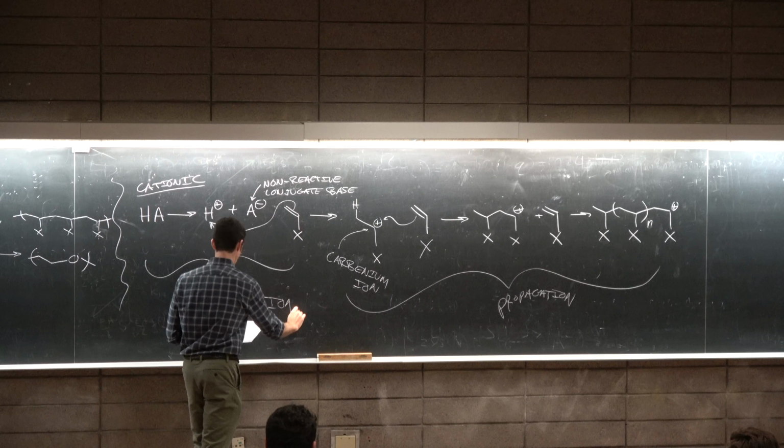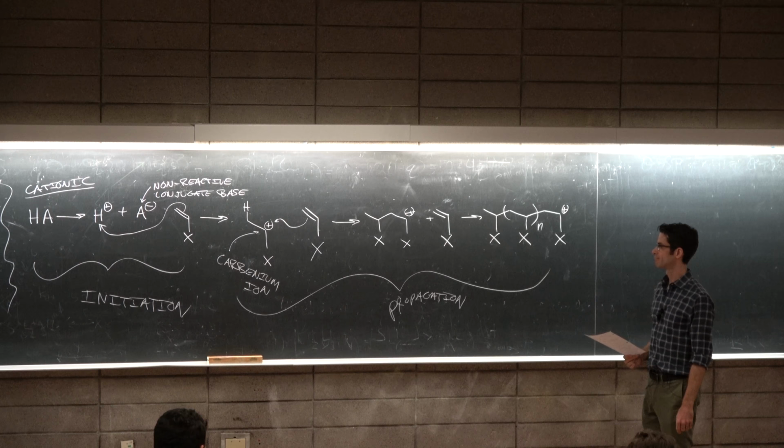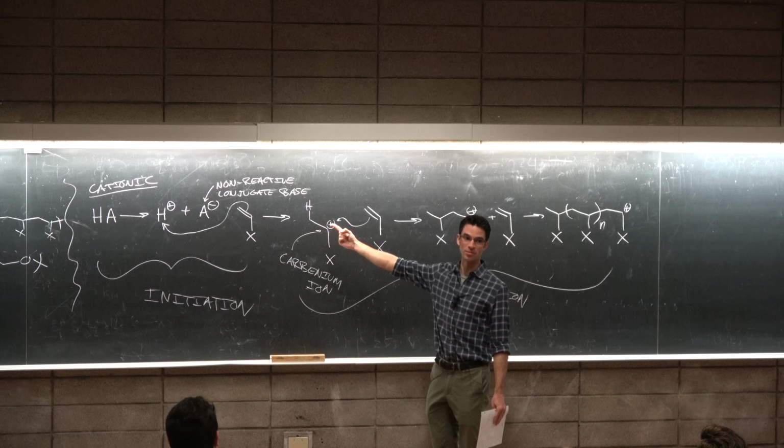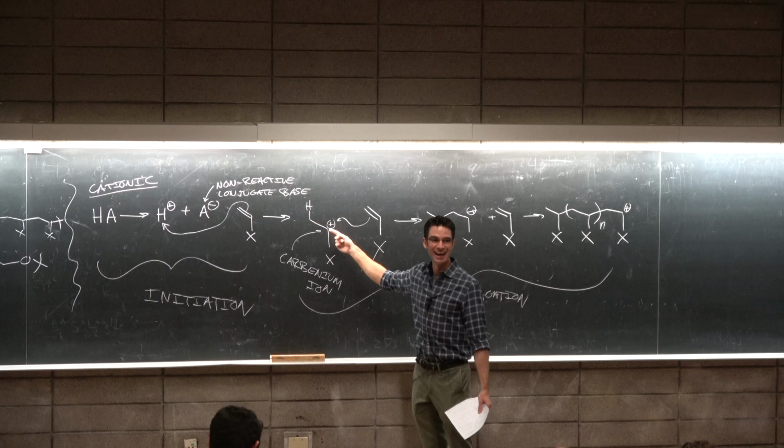Is it common to see the reaction happening at the primary carbon? And if so, how do you control it so that it only reacts to form it that way? Good question. The question is, why do you get the positive charge at the secondary carbon and not the primary carbon? Why did I draw it with the positive charge here and not here?